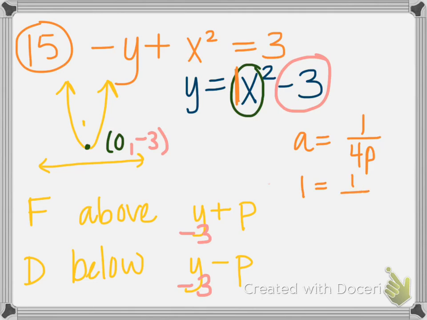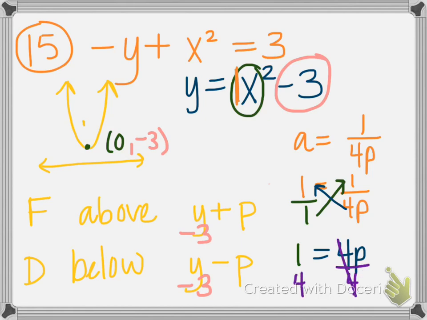So 1 equals 1 over 4p. And I can cross multiply. If you want to make a fraction out of any number, you can divide it by 1. So I get 1 times 1 is 1, and 4p times 1 is 4p. Now I need to go back and divide both sides by 4. And you'll see that p equals 1/4.